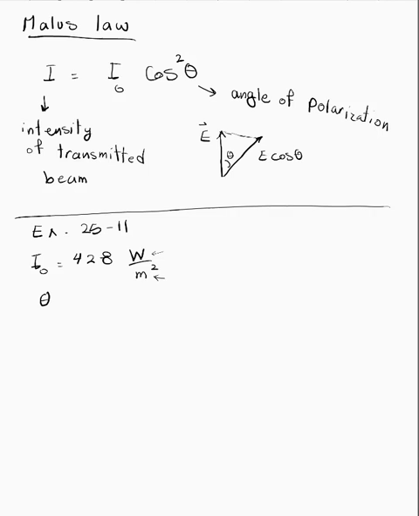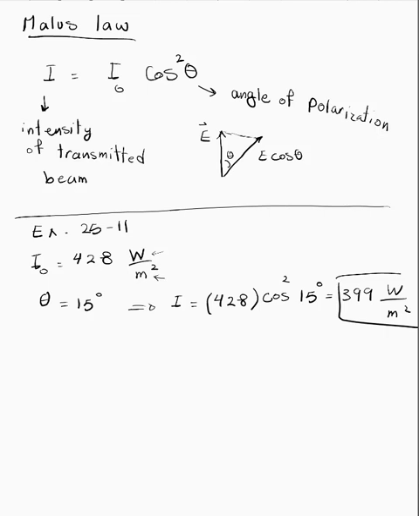Now this beam of light passes through a polarizer that is at an angle theta to the vertical, so we are going to find the transmitted intensity for that light for theta equals 15 degrees first of all. If theta is 15 degrees, according to Malus's law, I equals the initial intensity, 428, times cosine squared of 15 degrees. That will give us the intensity to be 399 watts per meter squared.